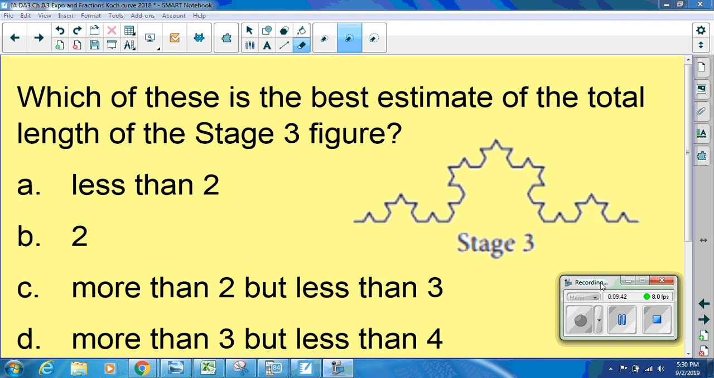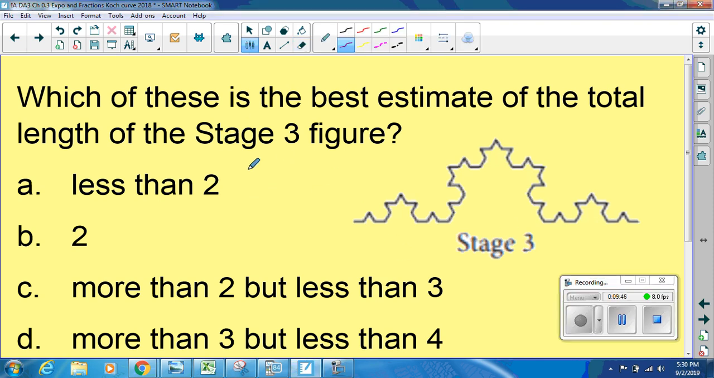So at stage 3, what is the best estimate of the total length? Now if we think about what we just said, stage 2 I had 4 squared over 3 squared, right? So it looks like at stage 3 I'd have 4 cubed over 3 cubed. Simplify that. 4 times 4 is 16, times 4 is 64. 3 times 3 times 3 is 27. So 64 over 27.